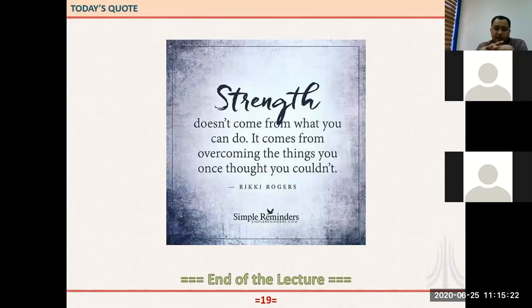Okay. Strength does not come from what you can do. It comes from overcoming the things you once thought you couldn't. It's also a beautiful quote.